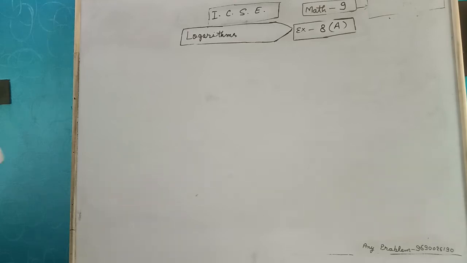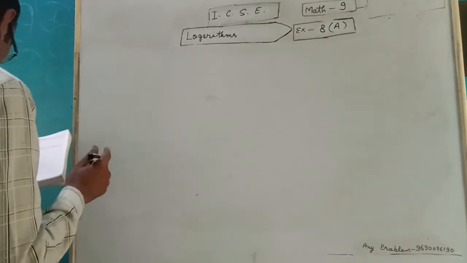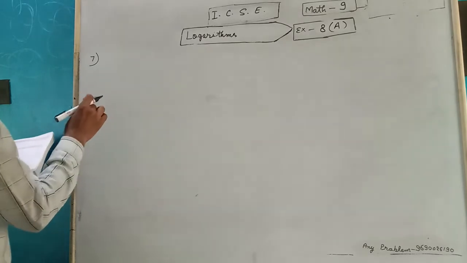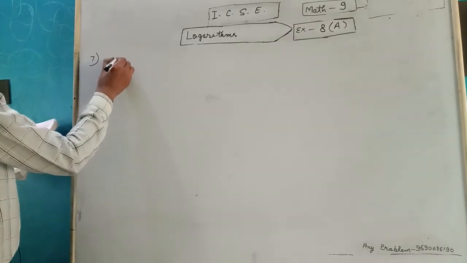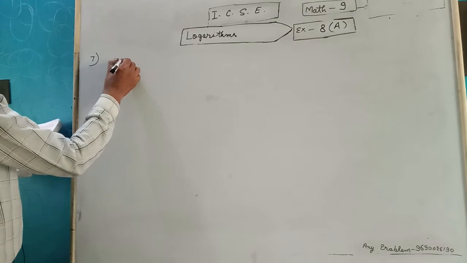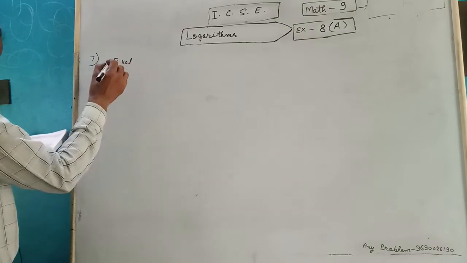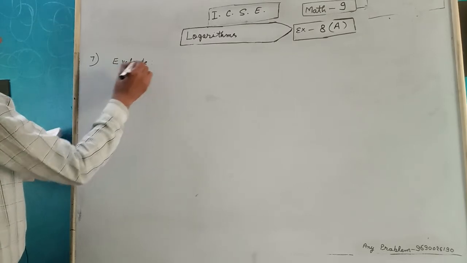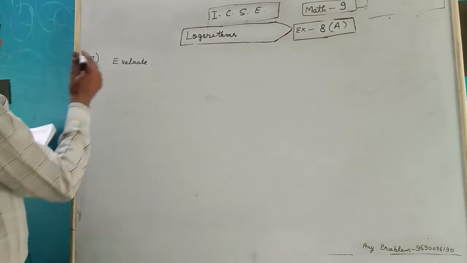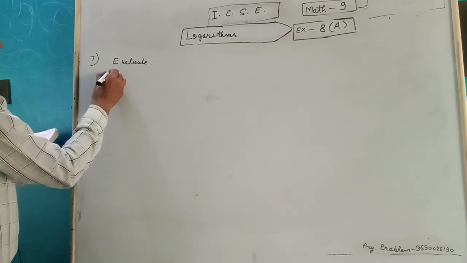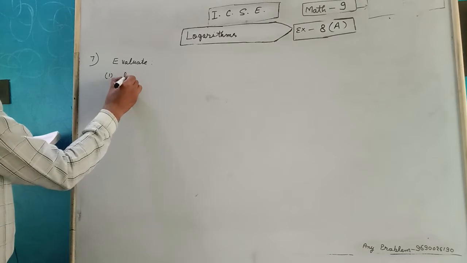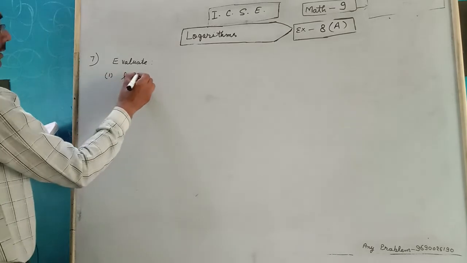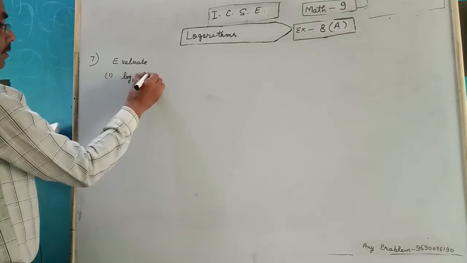Ninth class student, exercise 8A, logarithm. Question 7 is: evaluate. First part is log base 10 of 0.01.